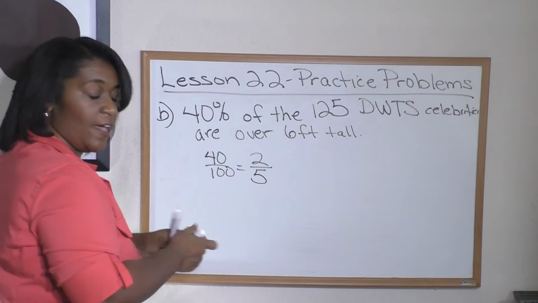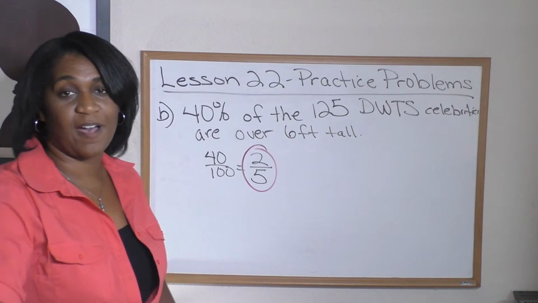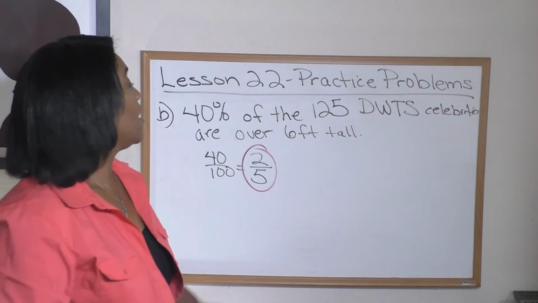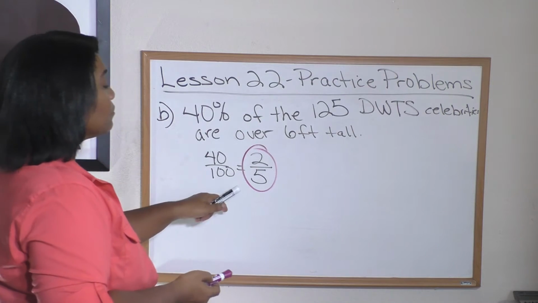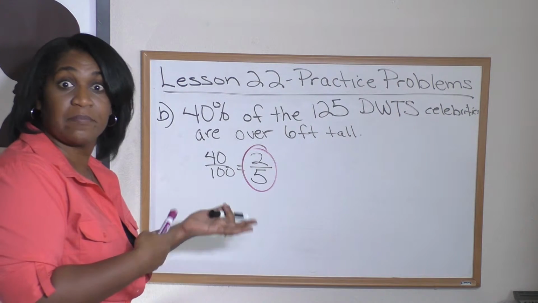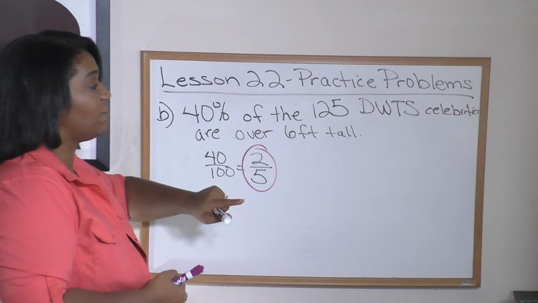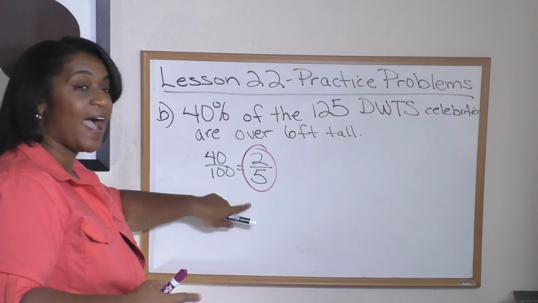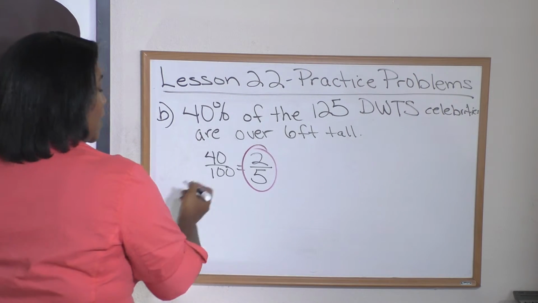So 2/5 of the 125 Dancing with the Stars celebrities are over 6 feet tall. I don't really know if that's true. I just made that up, okay? So now it looks exactly like the problem we just did. We're going to do 2/5 of 125. So we need to take 125, divide it into 5 groups. Let's do the math first. I'm going to do it over here.